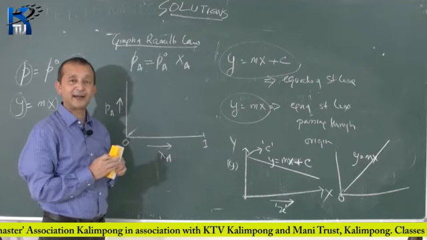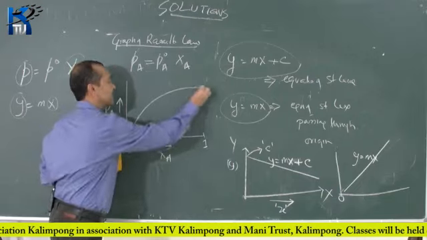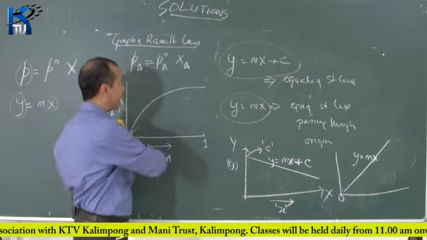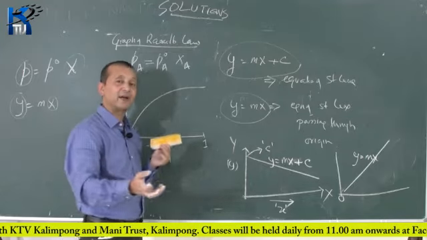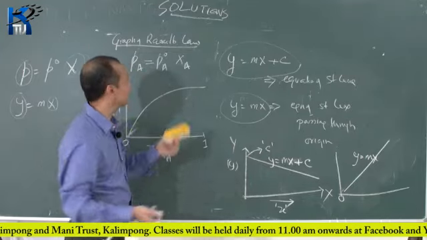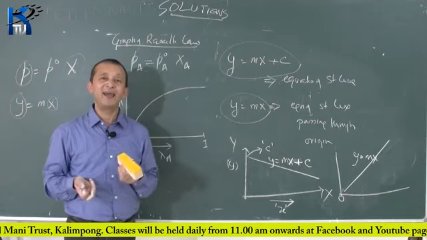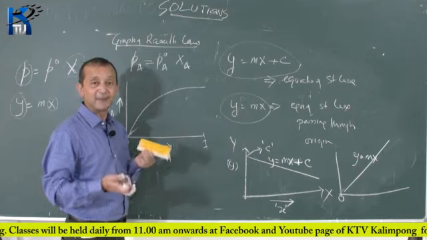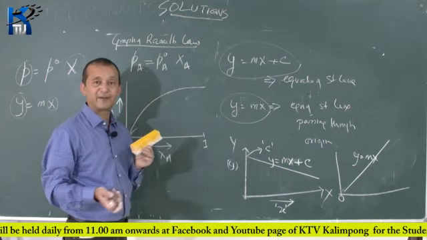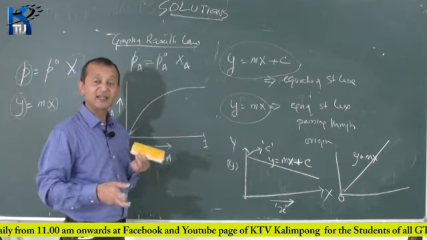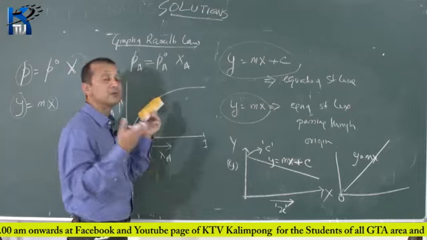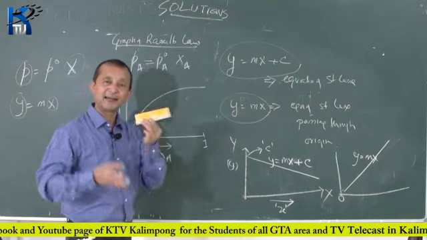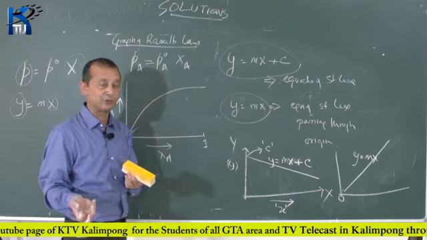Now, supposing the graph is not a straight line, but something like this. It is a curve. What does it mean? It means the data that we have got is not supporting the mathematical equation PA is equal to PA naught into XA. That means the data we have got experimentally is not supporting Raoult's law, because this relation is the relation of Raoult's law. So that is what I am trying to tell you.